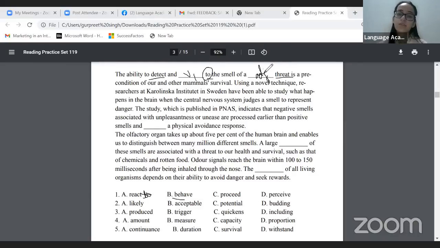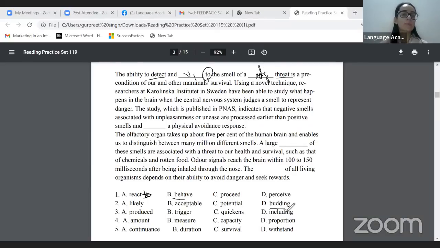Likely is not an adjective. Acceptable or unacceptable are not threats, because no threat is acceptable. Threat means a negative thing, and we don't accept negativities in our life. Potential threat is a possible thing. Potential means something that can be a threat to us. And budding is a positive word.